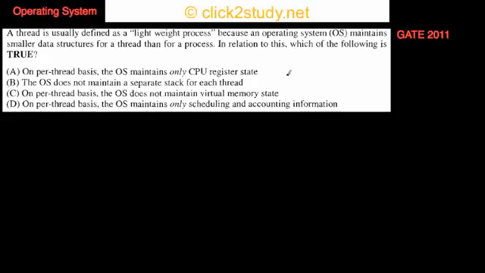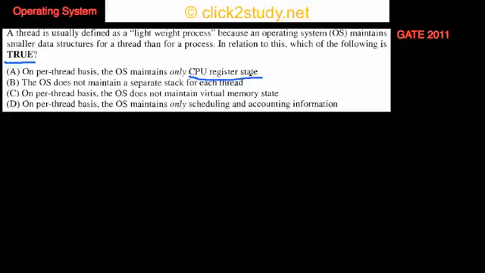All of them run the same code, that is the process code. But they do have certain things that are their own, and that's what's discussed in this problem. In relation to this, which of the following is true? On a per thread basis, the operating system maintains only CPU register state.